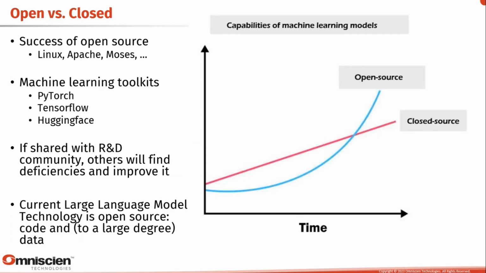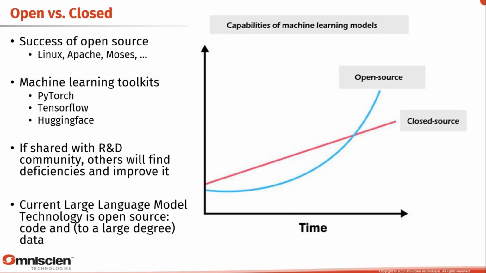So basically, if you just follow how Linux, Apache, and our own Moses machine translation toolkit have become dominant in the industry over time. Like all the big compute servers run Linux, which is an open source operating system. You can see the same thing mirrored now in the machine learning community. There are machine learning toolkits like PyTorch, TensorFlow, everything available on Hugging Face. If this is all shared with a large community, all kinds of people will find efficiencies and improvements.